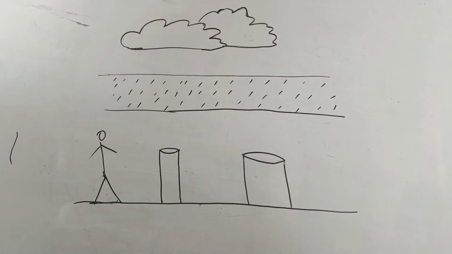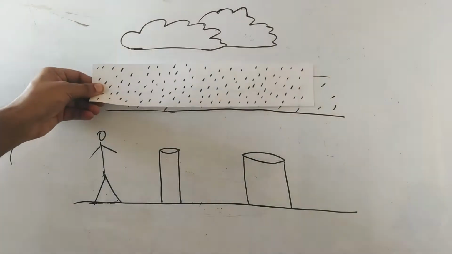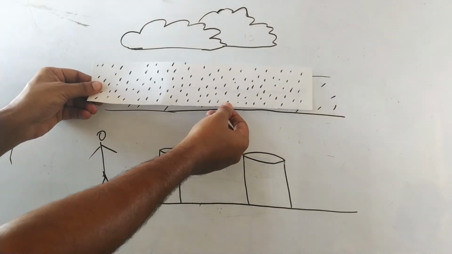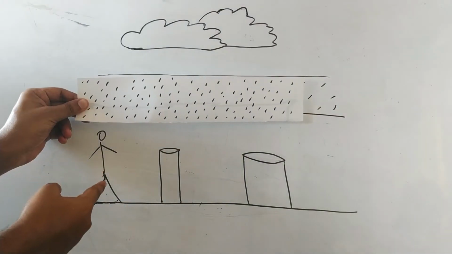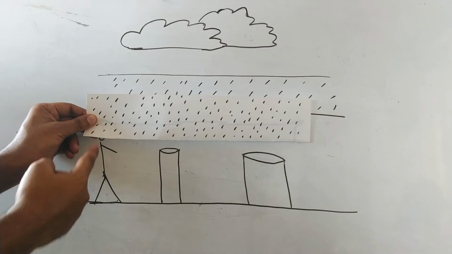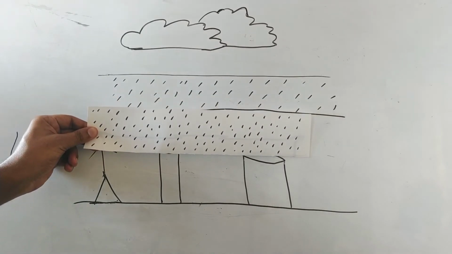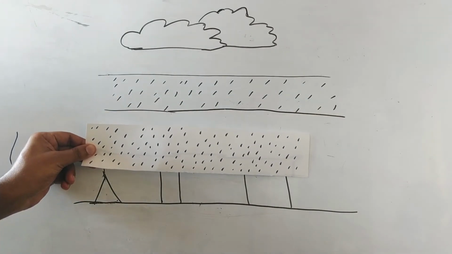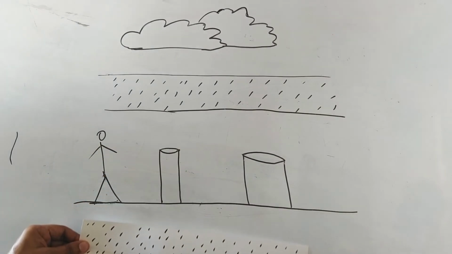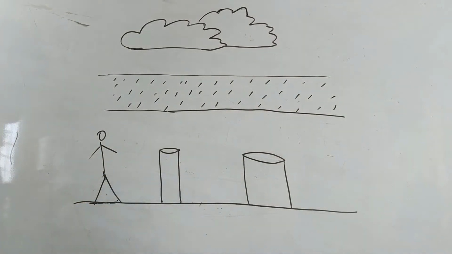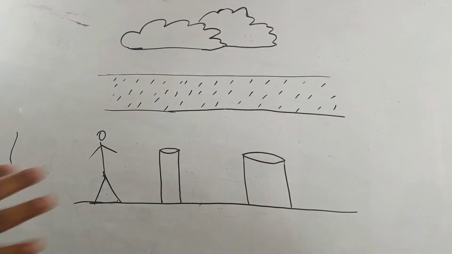In order to help you visualize, you can think of it like this. So this is the rain, and it is coming down, it's falling down. You are standing here, so as soon as the rain touches you, you feel that, okay, it's raining. It is still raining, and now it has stopped. So you can imagine the rain in this way.